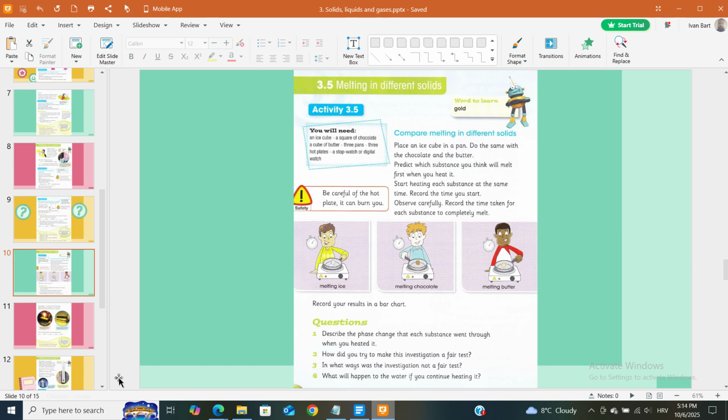Melting ice. Melting chocolate. Melting butter. Record your results in a bar chart. Questions. 1. Describe the phase change that each substance went through when you heated it.